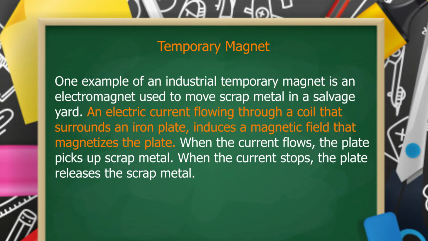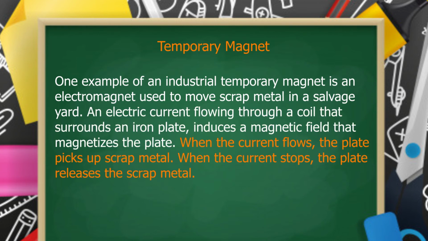An electric current flowing through a coil that surrounds an iron plate induces a magnetic field that magnetizes the plate. When the current flows, the plate picks up scrap metal. When the current stops, the plate releases the scrap metal.